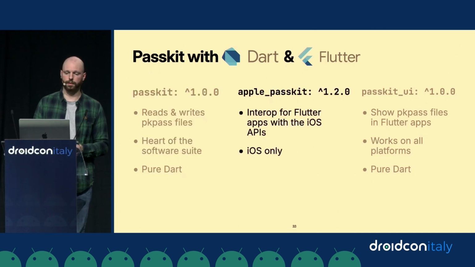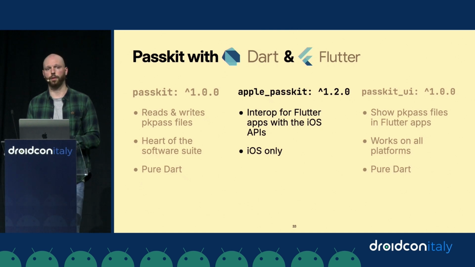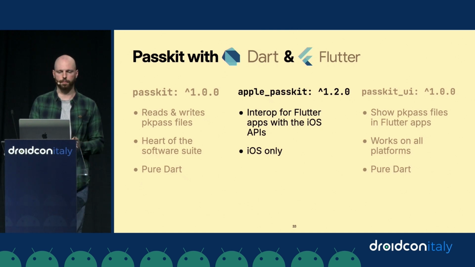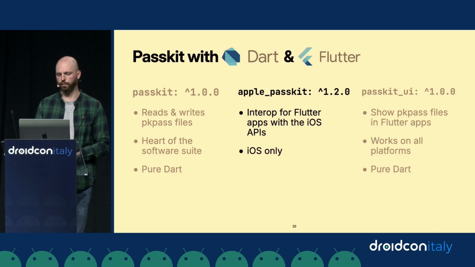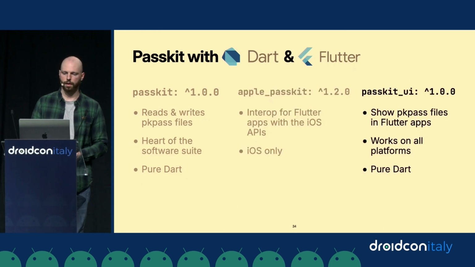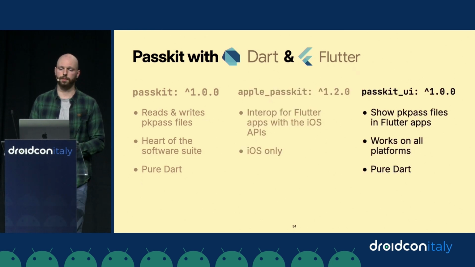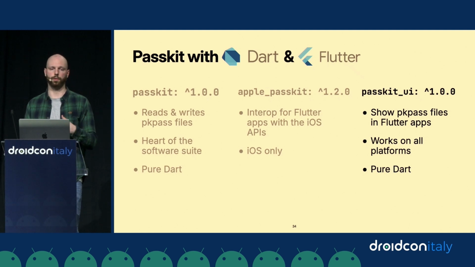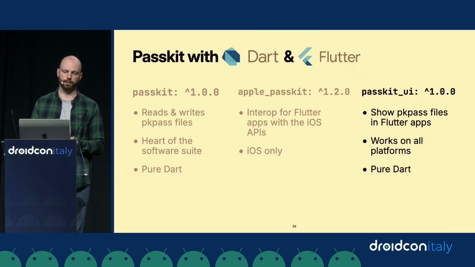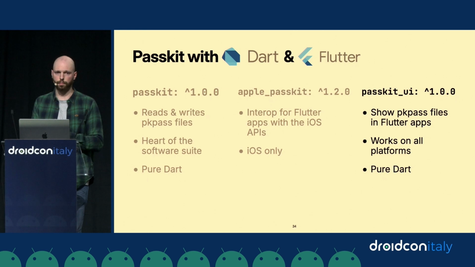The next one is Apple PassKit, which allows you to interop between Flutter and the iOS APIs, and obviously it's iOS only. And the last library is PassKit UI, which allows you to show the PassKit files in pure Dart and Flutter applications. So it works on all platforms, whether it's web, desktop, or Android.